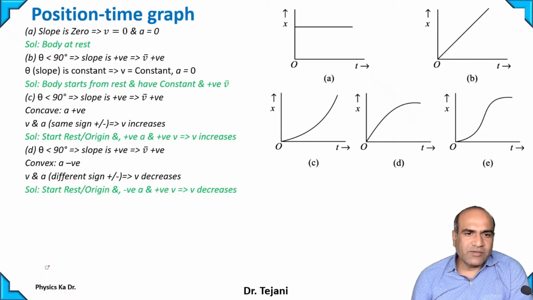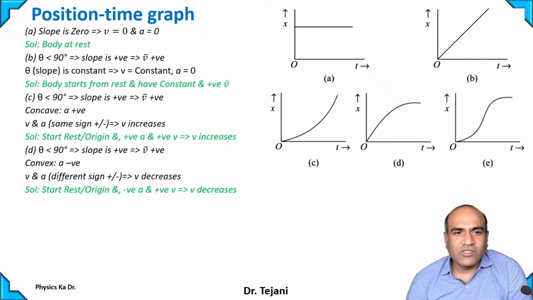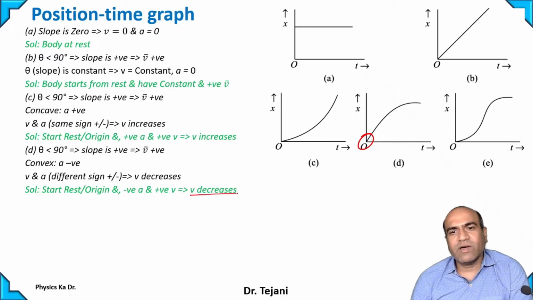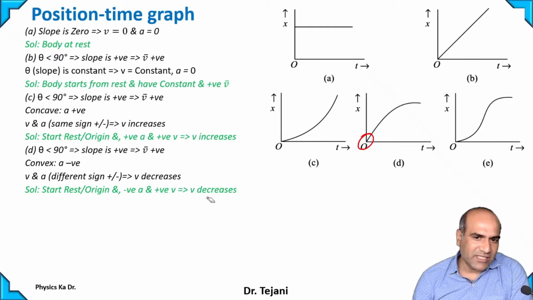So what is our conclusion? The object starts from rest, or you can say origin, from this point, and then has negative acceleration with positive velocity. Velocity decreases with time. Very simple understanding.